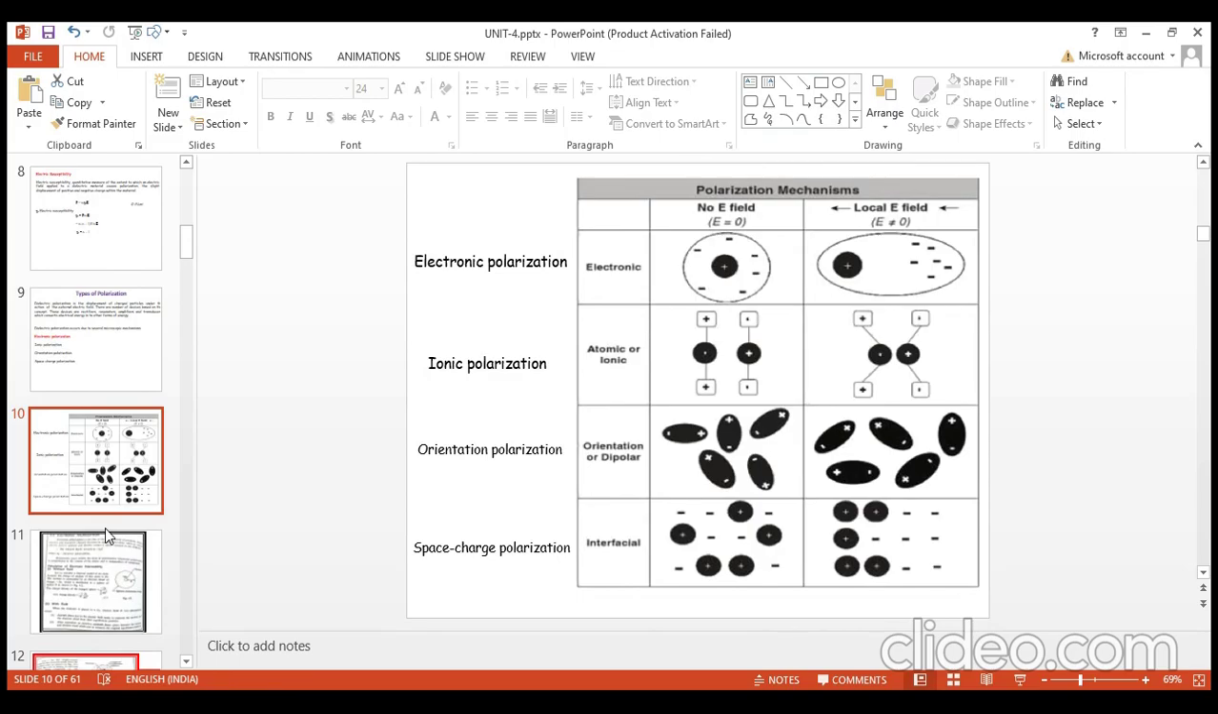So what is electronic polarization? See the diagram. When there is no external electric field, these different kinds of polarizations are there in a material. When you apply an electric field, these positive and negative charges can be aligned under the electric field. First one is the monatomic atom. There is a nucleus at the center, and the electrons are roaming around the nucleus.